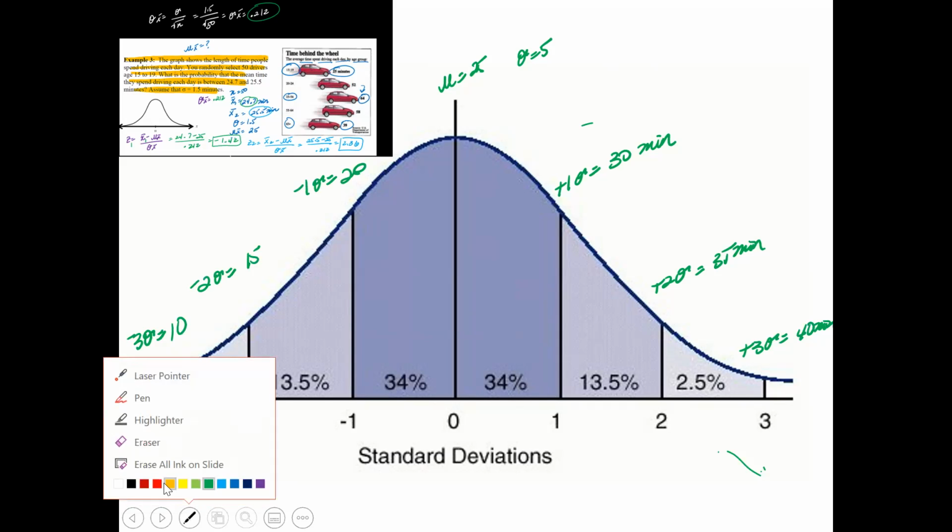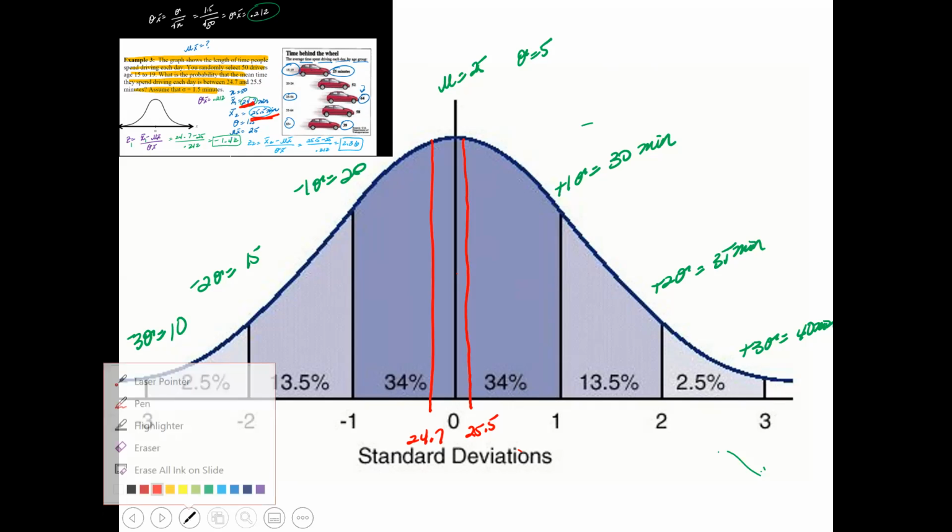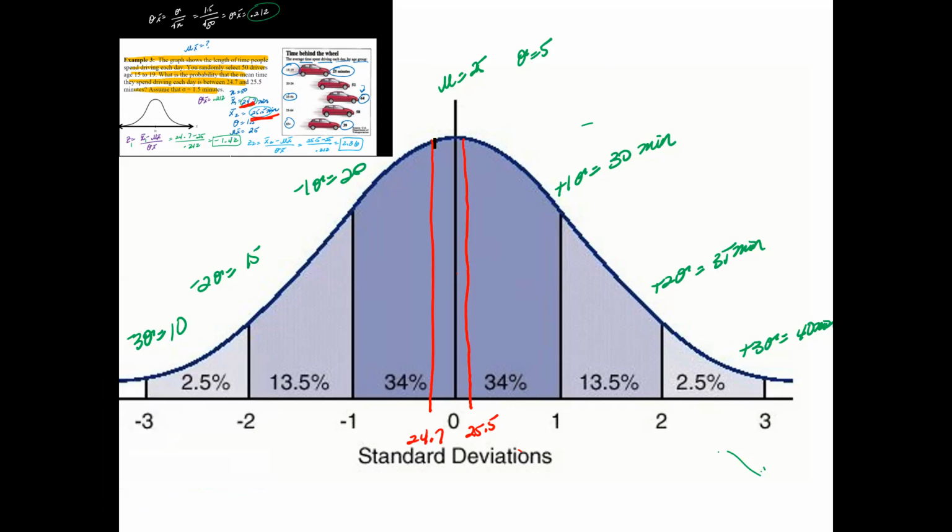The area that I want to find is between 24.7 and 25.5. So 24.7 is going to be right here, and 25.5 is just slightly a little bit over, right there. I really just want to find the sliver of area that's right here. Now I want you to have their z-scores. Your first one is negative 1.42, and your second z-score is 2.36.